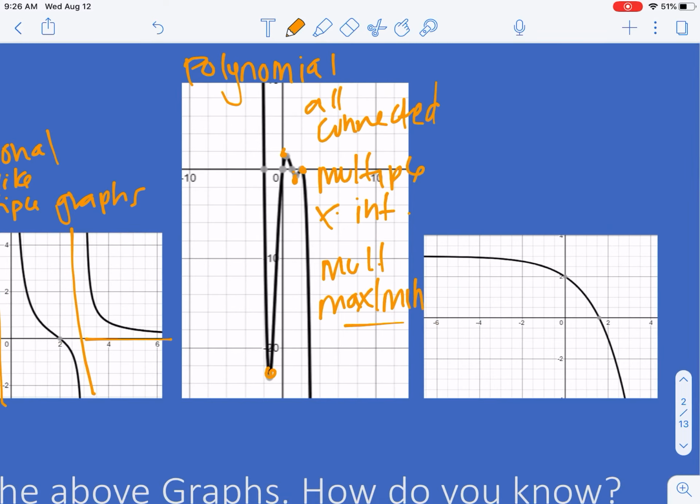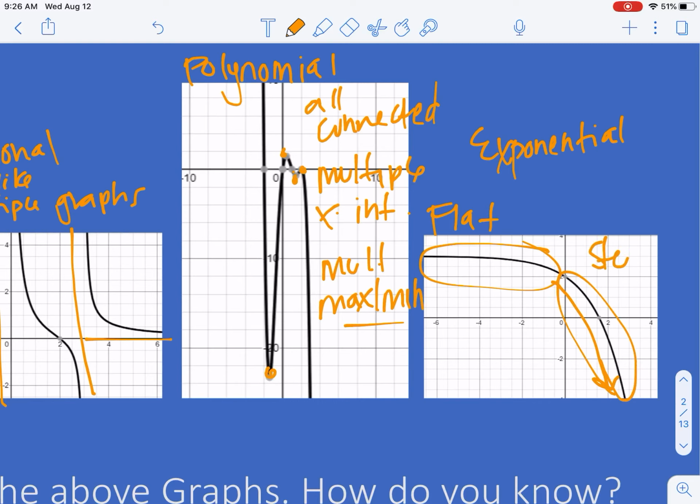The last one we looked at here was an exponential. We all decided it was an exponential, that even though this one is curving down instead of up, there is still this flat portion and then this steep portion. And that really, really flat with a steep curve is the key characteristic of an exponential graph.